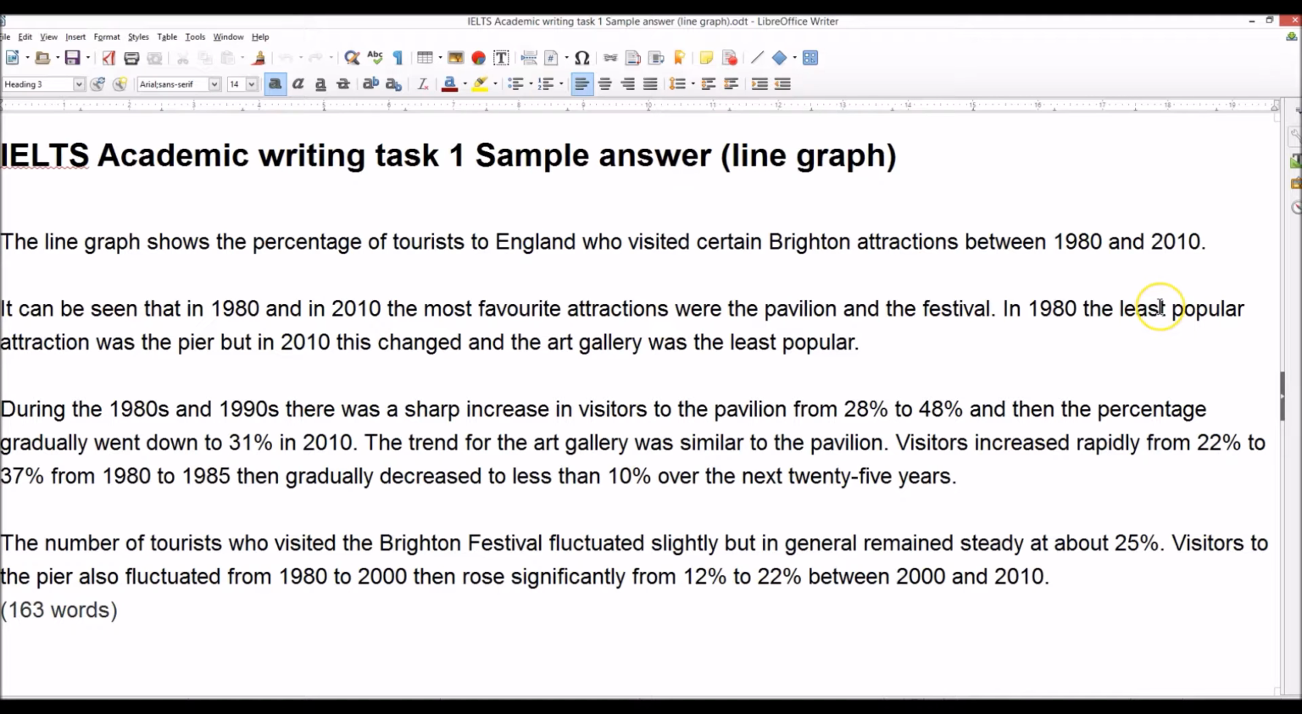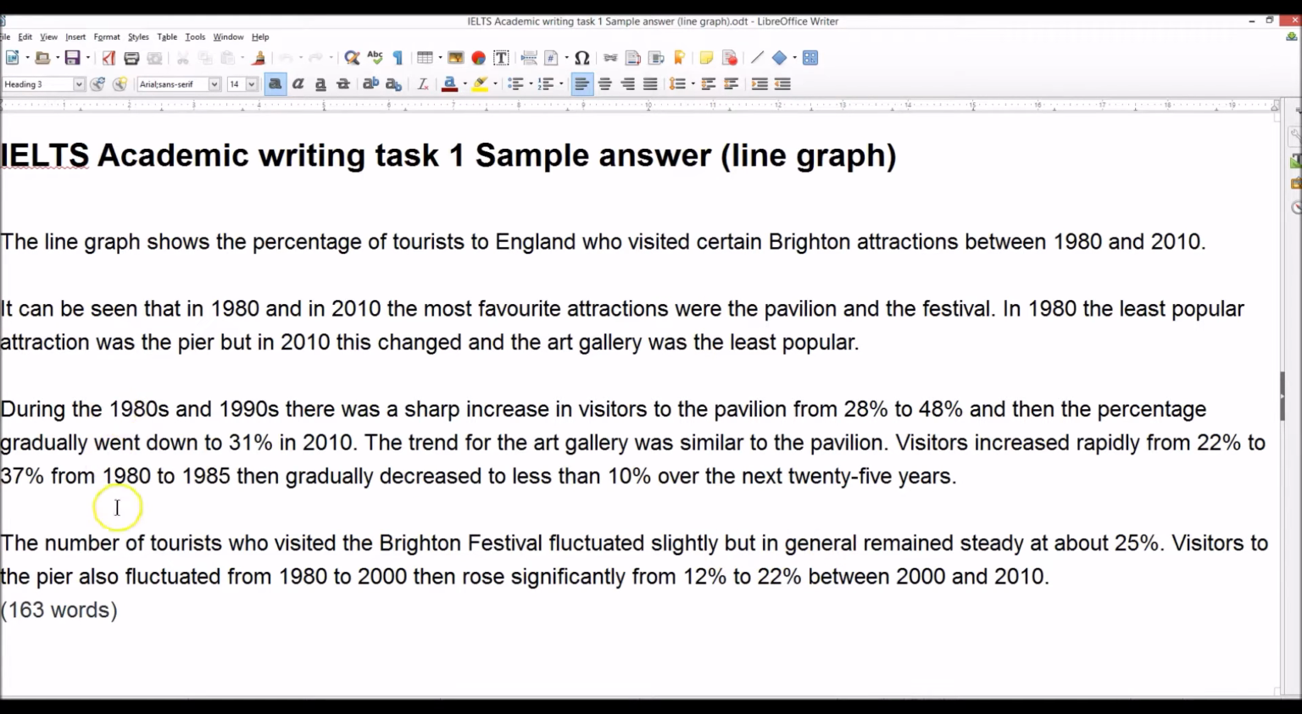And least popular, and how that changed. So it can be seen that in 1980 and 2010, most favourite attractions were the pavilion and the festival. In 1980, the least popular attraction was the pier, but in 2010 this changed, and the art gallery was the least popular. So as you see, there's no figures, there's no data in that. In the introductory sentence and the overview, there's no figures or data.